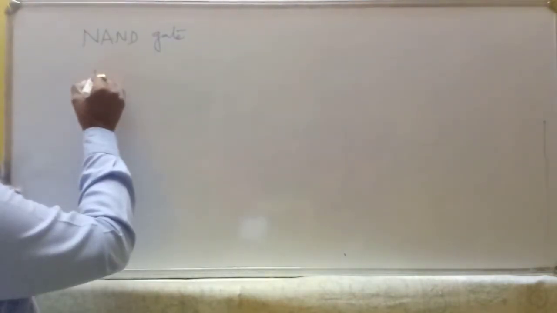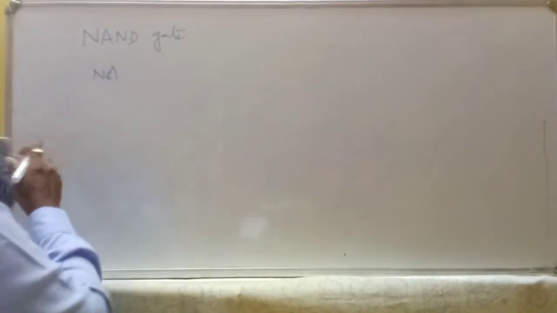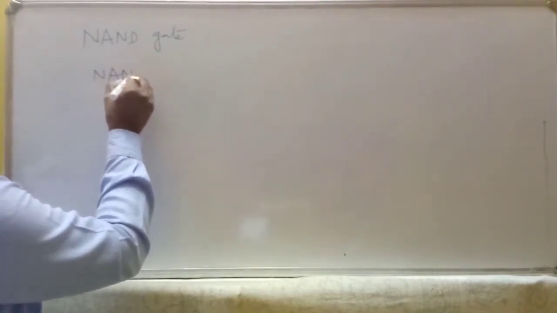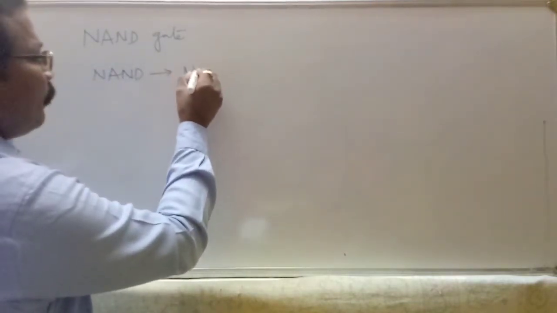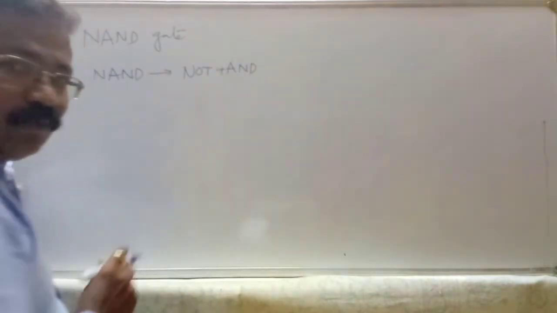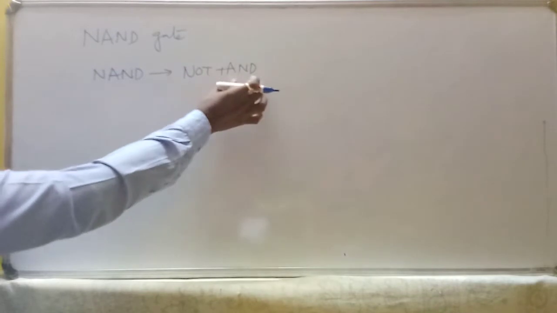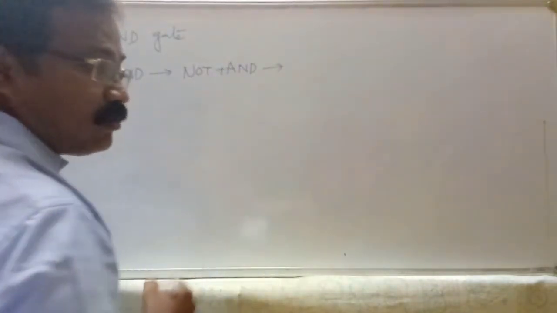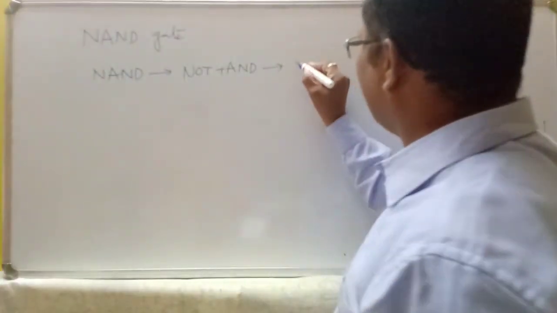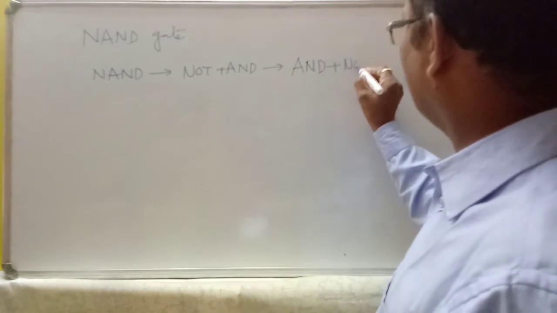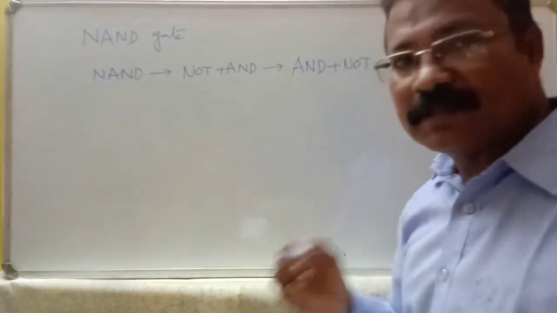NAND can be written as NOT plus AND. It is a combination of two gates. One is the NOT gate, which is clubbed with the AND gate. Or this can also be written as AND plus NOT. Both are the same.